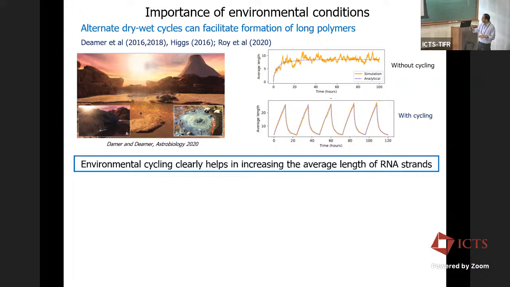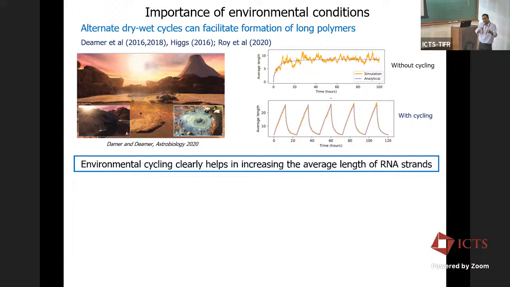So this environmental cycling was shown to increase the average length of the polymers. And the reason is intuitively simple to understand. If these two processes of hydrolysis and polymer extension through template-directed processes or concatenation processes take place simultaneously, then the polymers which form are also simultaneously being chopped up into small pieces because of hydrolysis.